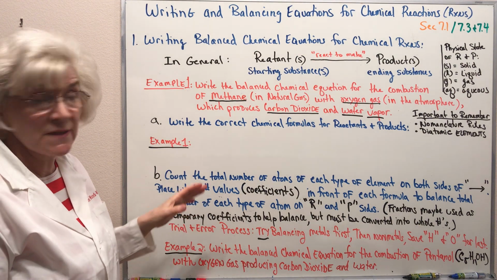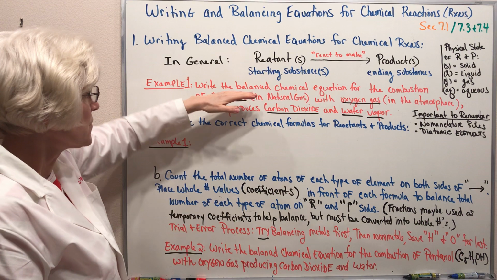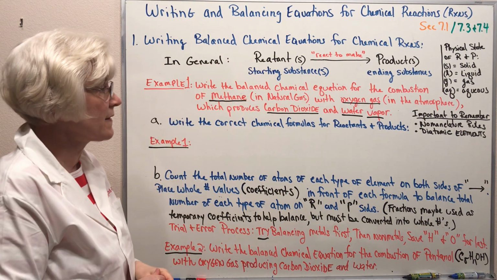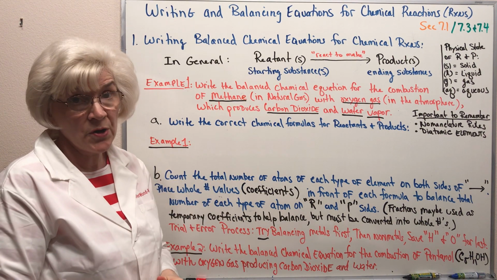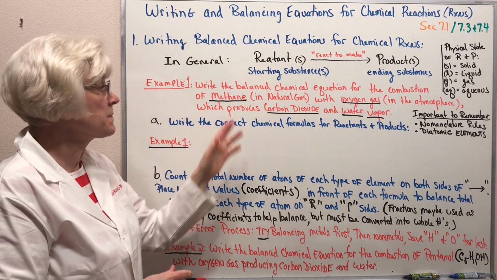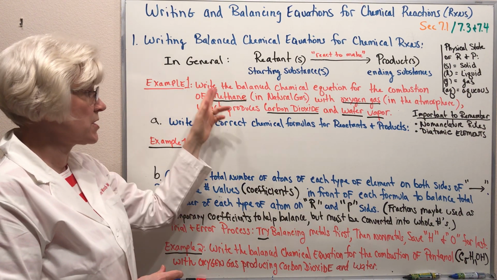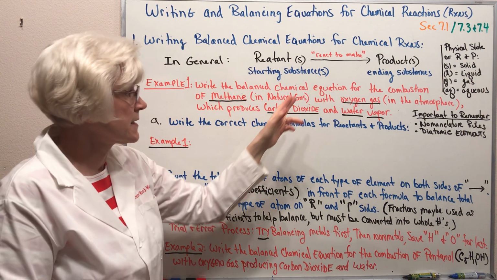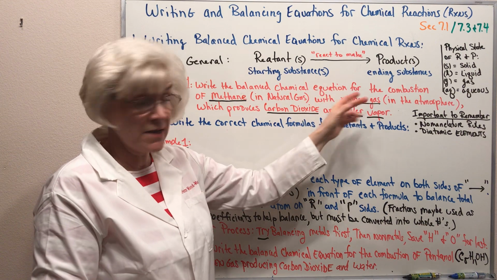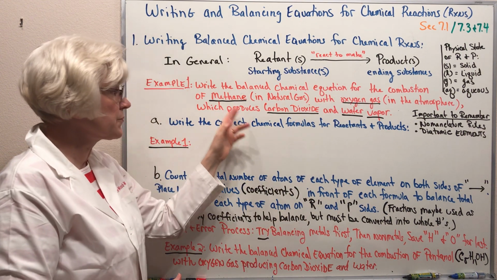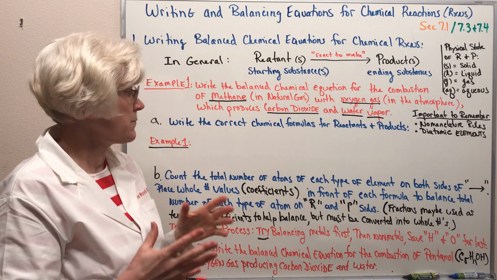So let's take a look at a couple of examples of how to write the balanced chemical equation for a reaction. The first one, we're asked to write the balanced chemical equation for the combustion of methane, which is the major substance in natural gas. So write the equation for the combustion of methane, one reactant, with oxygen gas present in the atmosphere, our second reactant. The reaction produces carbon dioxide and water vapor as our only products.